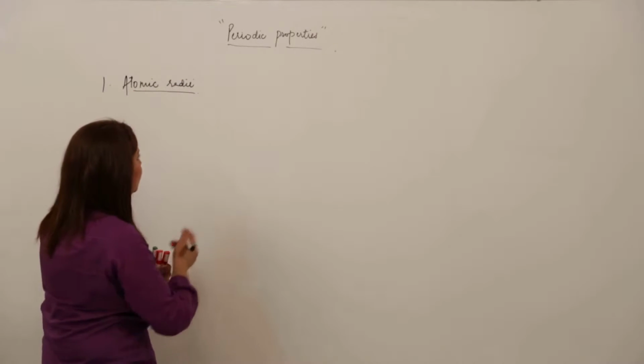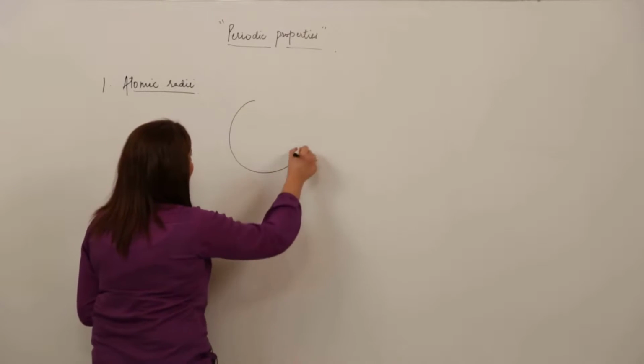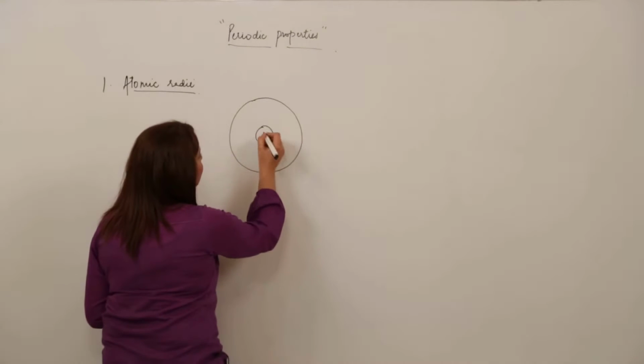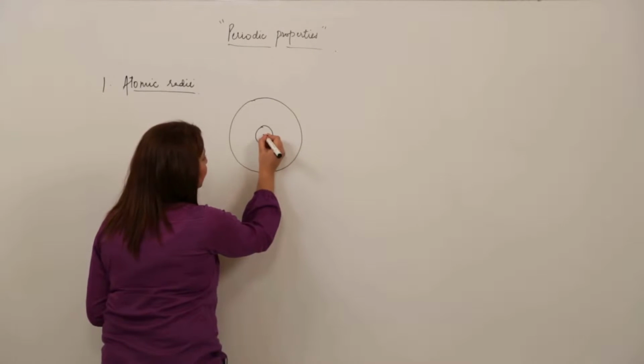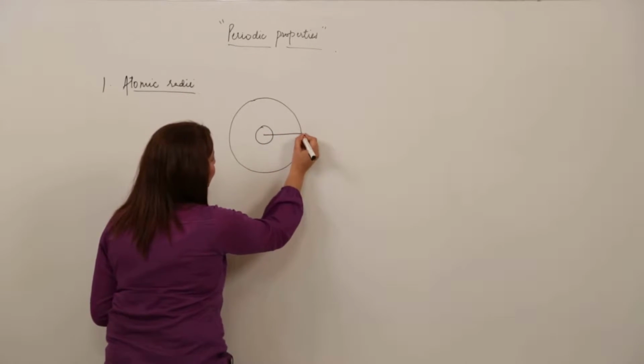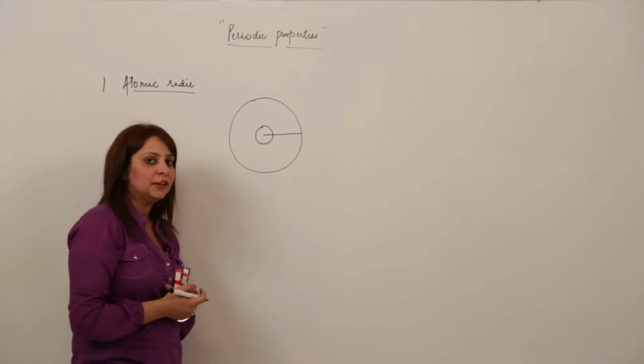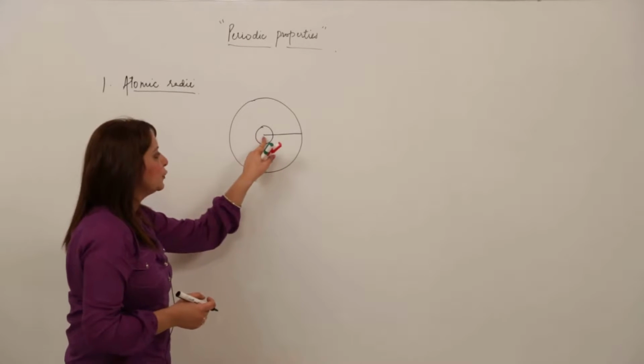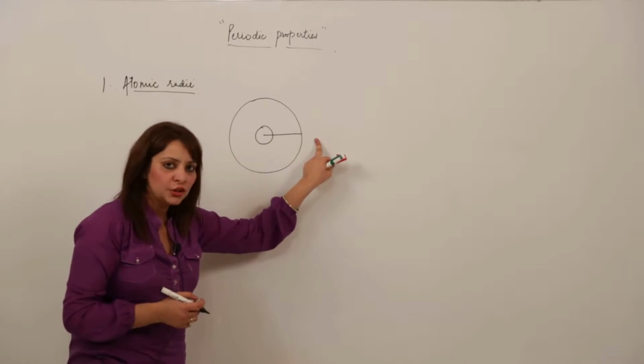Atomic radii actually means, see, we have an atom and we assume that atom to be a sphere. So the distance from the center of the nucleus to the outermost shell is called atomic radii. That means atomic radii is the distance from the center of the nucleus to an outermost shell.